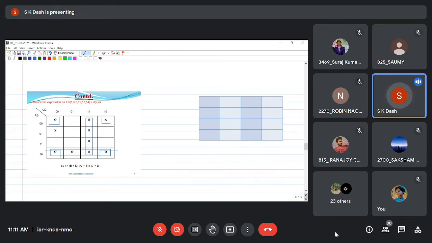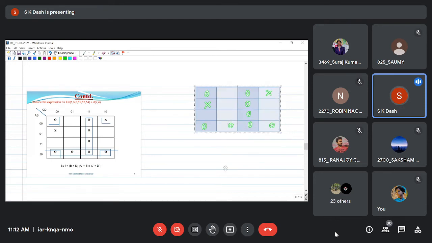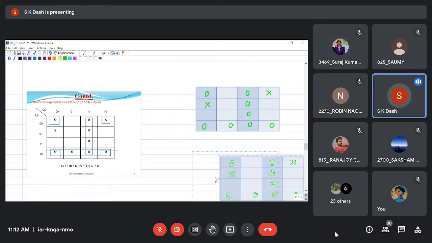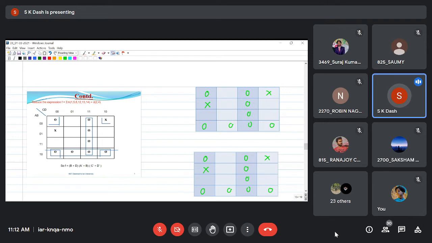So let me first put the numbers: 0, 0, 0, cross, 0, 0, 0, 0. So here tell, is there any octet possible? Any octet possible here? No, sir. Adjacent cells where we get zeros? Not there. Any quad possible?